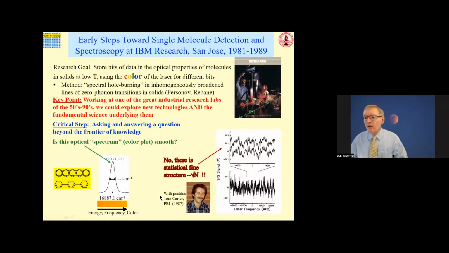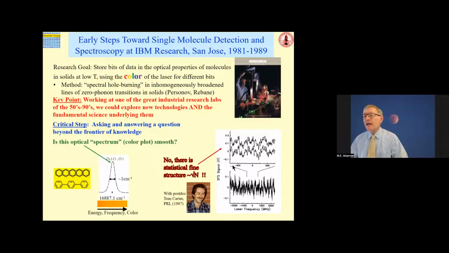In 1987, with my postdoc, we took a look at that absorption line and saw this amazing structure. Many, many peaks and valleys on a very fine scale of a few hundred megahertz, on this larger scale of roughly 1,000 megahertz. There is a rich, interesting, beautiful structure, which turns out to be a statistical effect. It's coming from the number of molecules in resonance, and this scales as the square root of the number of molecules.